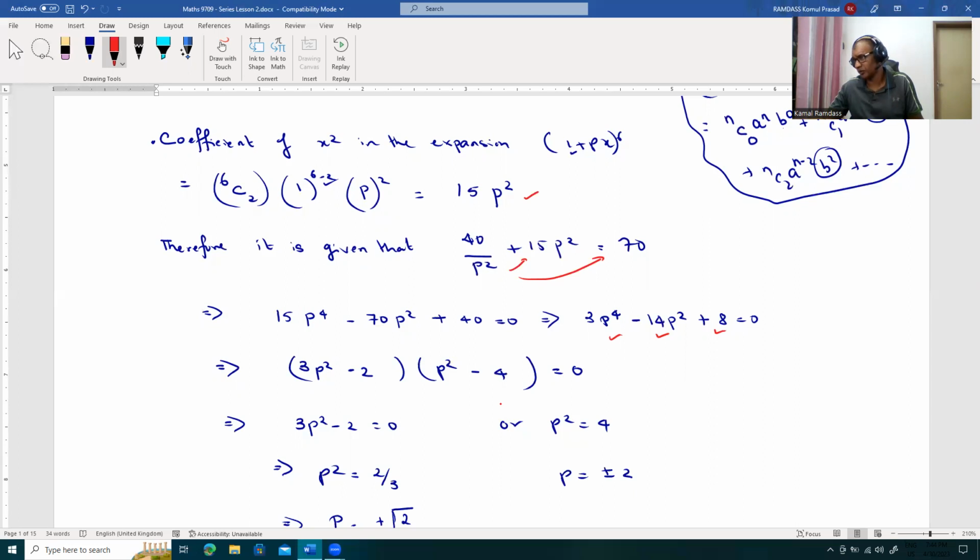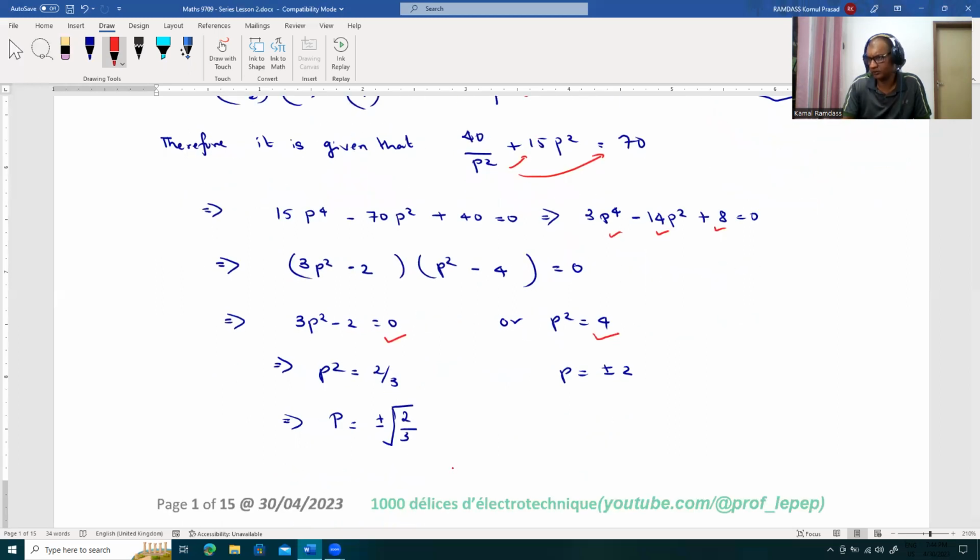OK? Et là, ou bien, moi, je suis capable de factoriser dans la forme là. (3p square minus 2) multiplié by (p square minus 4) est égal à 0. Ça veut dire 3p square minus 2 est égal à 0, ou p square est égal à 4. Et mon gain p square is equal to 2 over 3, ou p is equal to plus ou minus root de 4, plus ou minus 2. Ici, il y a plus ou minus root de 2 over 3. Et ça, c'est bonne réponse.